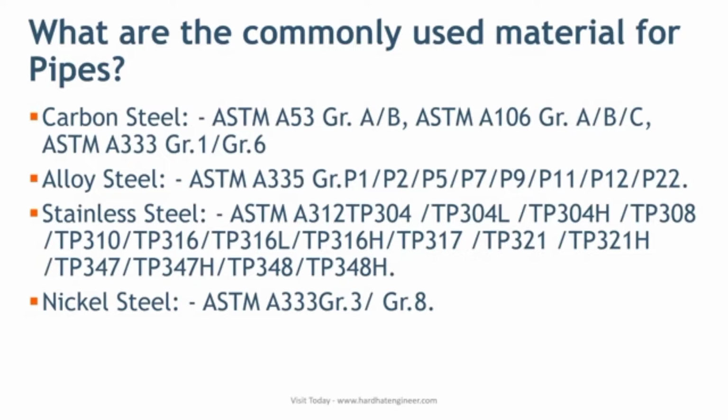Here you can see that I have listed carbon steel, alloy steel, stainless steel and nickel steel grades. I am not going to read these grades for you, but you can visit my website to read and remember them. The most common grades are ASTM A53 and ASTM A106 for carbon steel, and likewise for alloy steel and stainless steel.